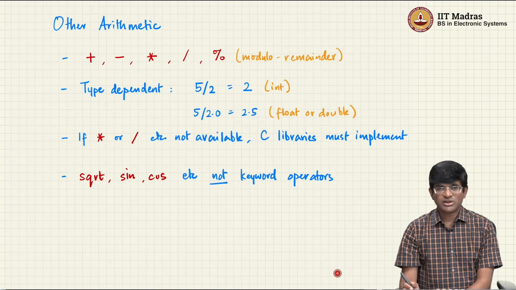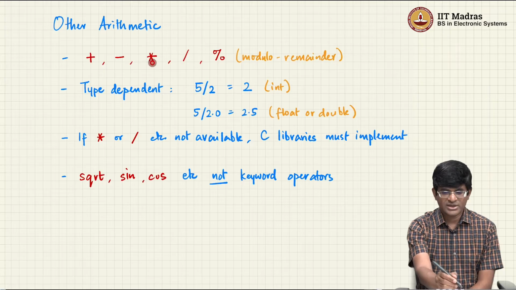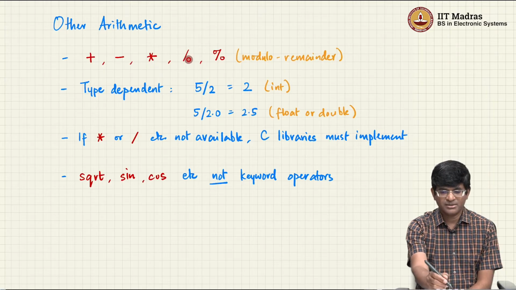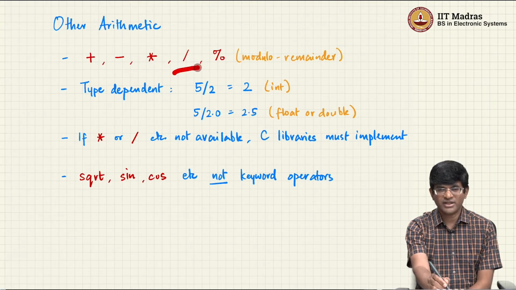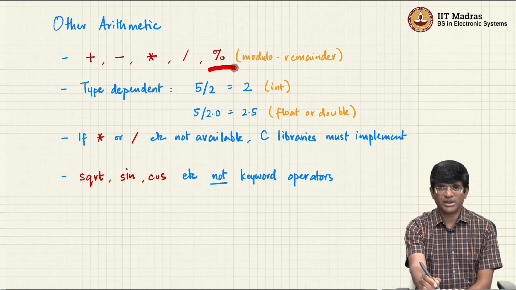Now there are a whole bunch of other arithmetic operators. The plus is for addition, minus for subtraction, star is for multiplication. Slash is used for division. This, like I said, is usually called the forward slash operator, or just slash. And this is usually the remainder operator, right, the modulo operator.